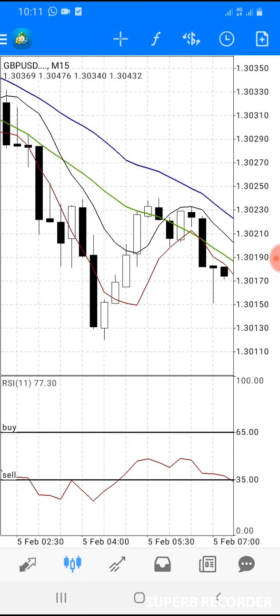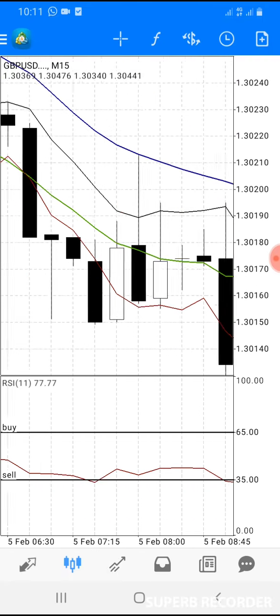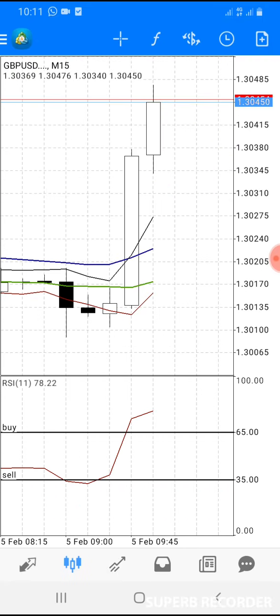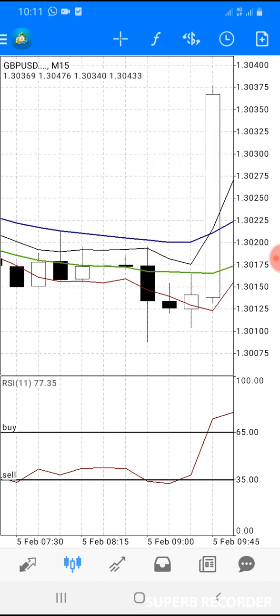So your chart should look like this. You will be using this strategy in the 15-minute time frame. So let's get right into it.